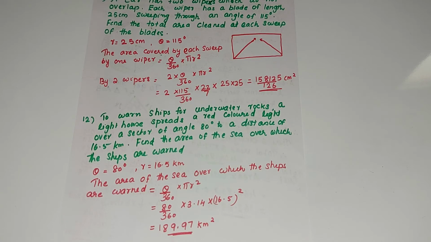Now 12th one. To warn ships of underwater rocks, a lighthouse spreads a red colored light over a sector of angle 80 degree to a distance of 16.5 km. Find the area of the sea over which the ships are warned.